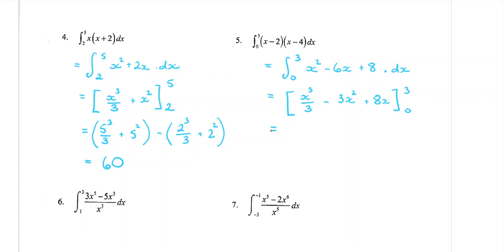All right, sub it in. We have 3 cubed over 3 minus 3 times 3 squared plus 8 times 3. There's the first one. And then minus, then all the zeros. 0 cubed over 3 minus 3 times 0 squared plus 8 times 0. So it's really just the first bracket, which gives you a 6. All good? Wonderful.